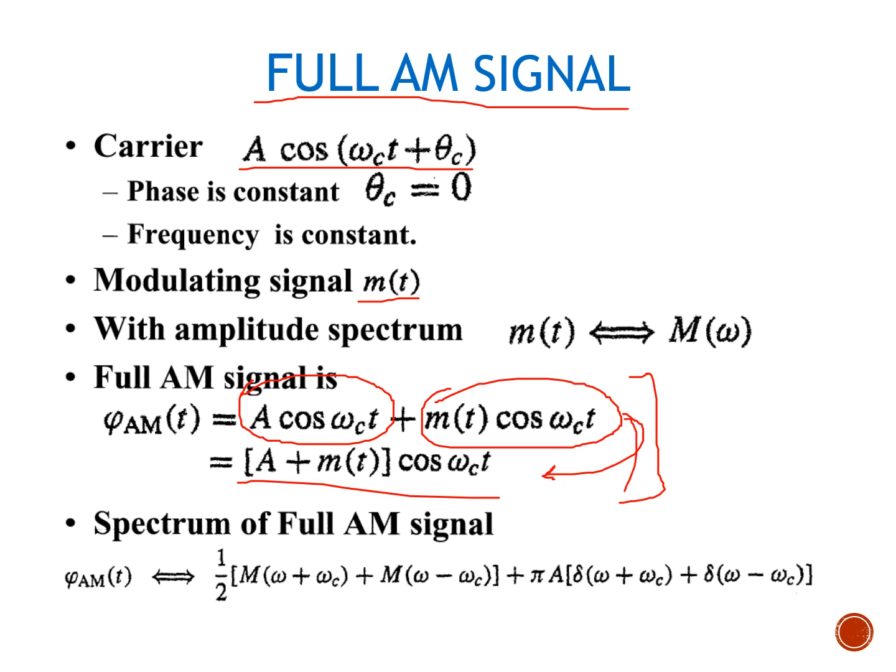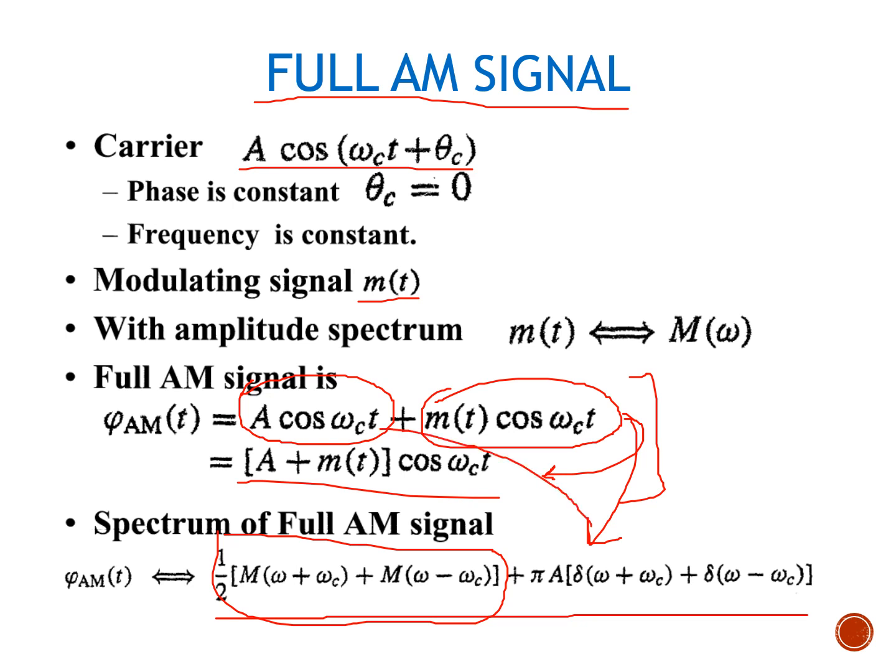So the spectrum of this full AM signal would look like this. As you can see, this part is the spectrum of the AM double sideband suppressed carrier signal, and after adding this term we get these terms in the spectrum. So what are they? If you remember, the spectrum or the Fourier transform of a sinusoidal signal is composed of two impulses only. These are the two impulses that we see. They are at the frequencies omega c and minus omega c. So this is the spectrum of the complete full AM signal.